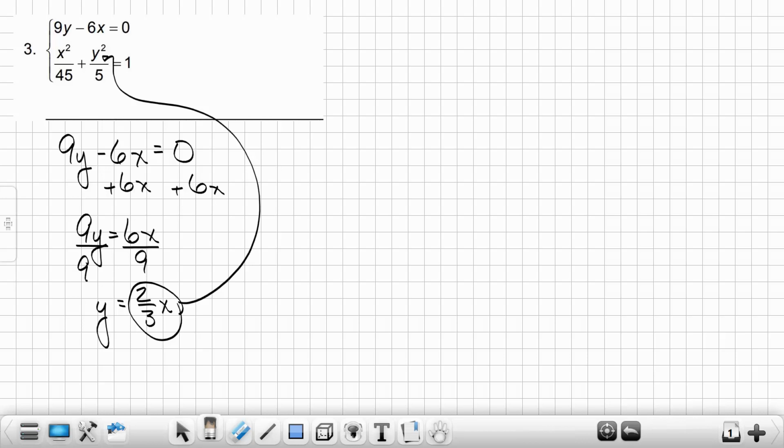Wait, I kind of got a question. Yes, sir. If you substitute for x, is it 2/3 x or 2/3? Yeah, so this will become 2/3 x, and then the squared will still be there. So after the substitution, we're going to have x squared over 45. That didn't change. Plus, the y becomes 2/3 x squared all over 5. So the y changes into our substitution value, 2/3 of x.